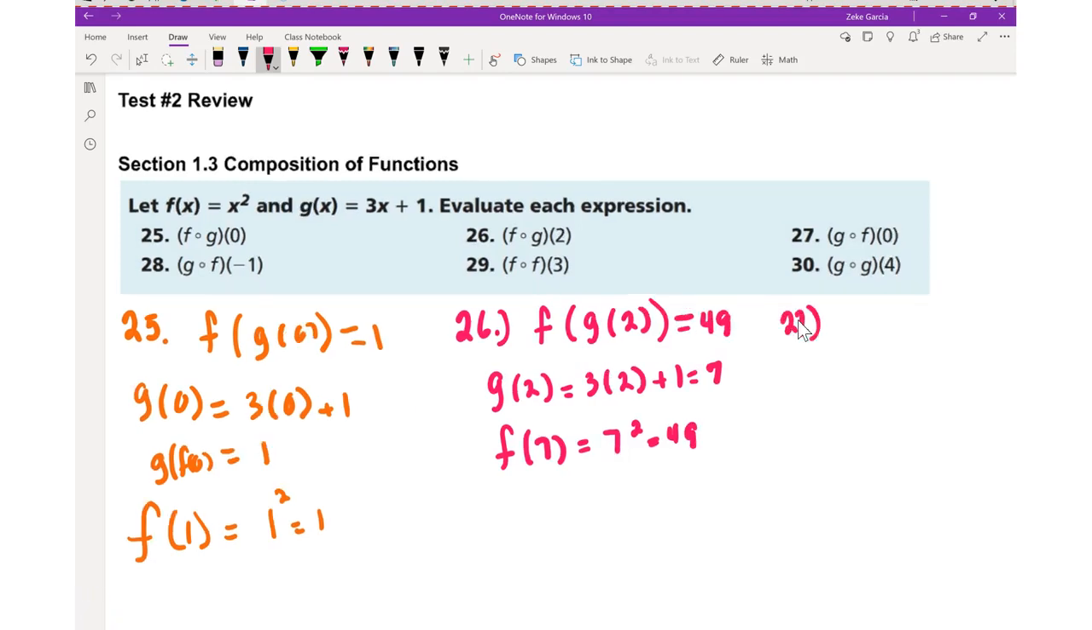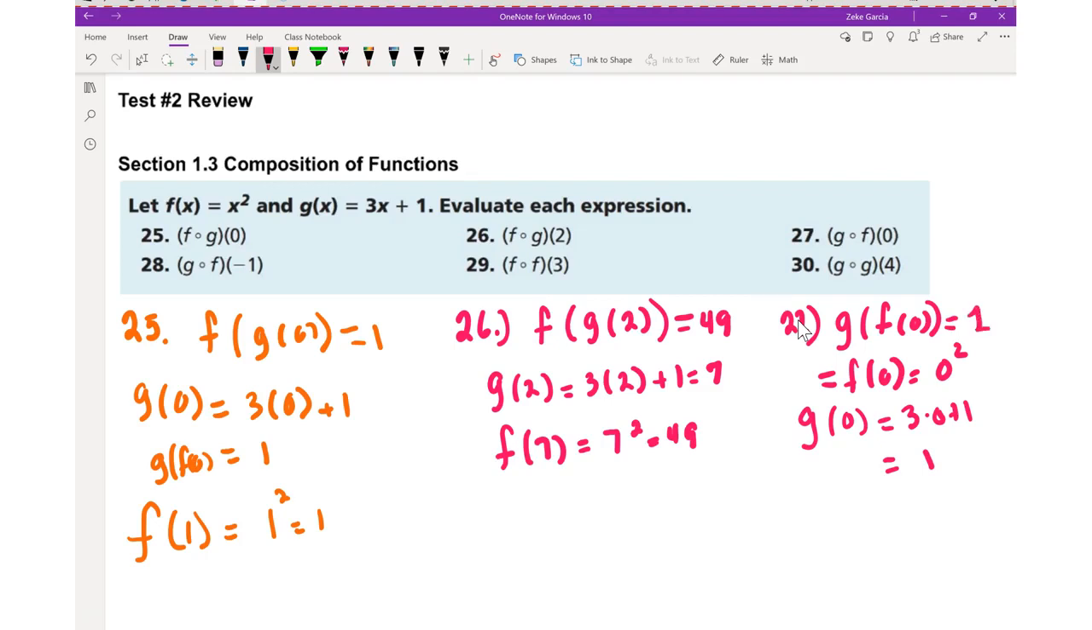27, we're going to go ahead and figure out G, and what's going to go into G is F of 0. So we're going to figure out first F of 0, which we know is going to be 0 squared. So we're going to go ahead and input F of 0 into G. So it's 3 times 0 plus 1. 3 times 0 is 0, so you're left with 1. So the output for this composition is 1.